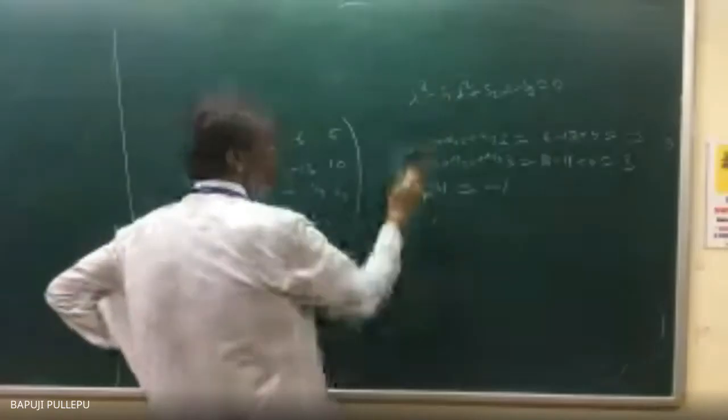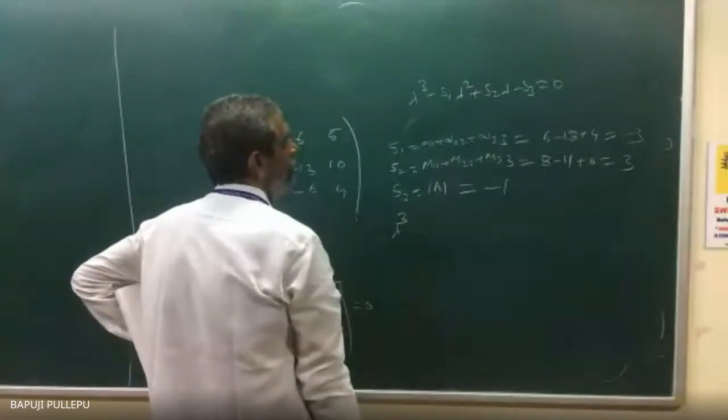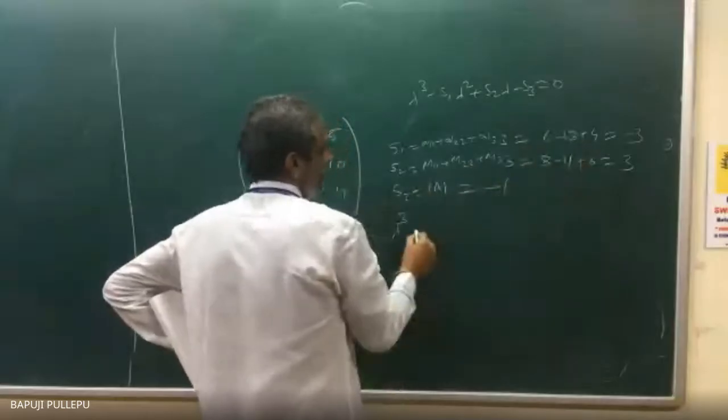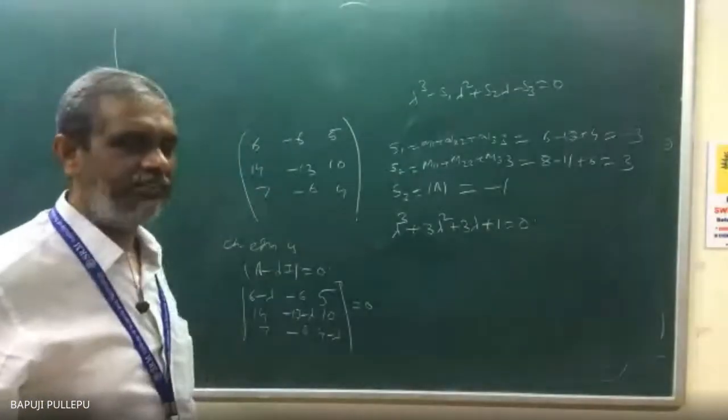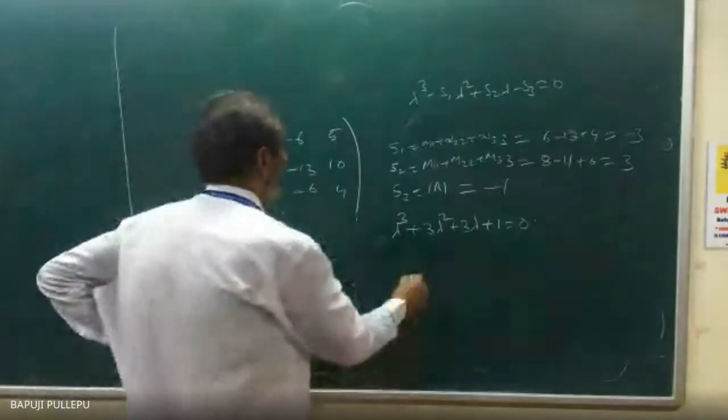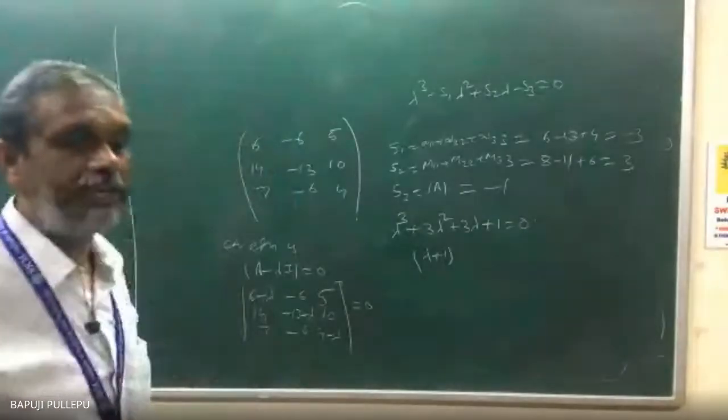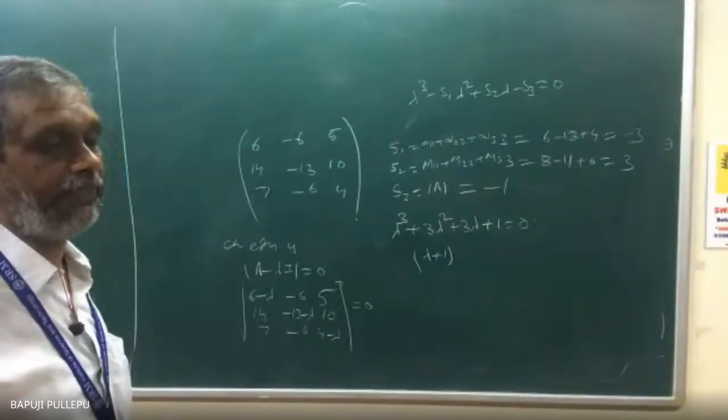Now come back and substitute: lambda cube minus S1 lambda square, which is plus 3 lambda square, plus S2 lambda, plus 3 lambda, plus 1 equals 0. Now put lambda equal to minus 1, otherwise this is directly lambda plus 1 whole cube. The roots are minus 1, minus 1, minus 1. Put lambda equal to minus 1, then use synthetic division, then you can come back. Correct? Yes, sir. Minus 1, minus 1, minus 1 is the answer.